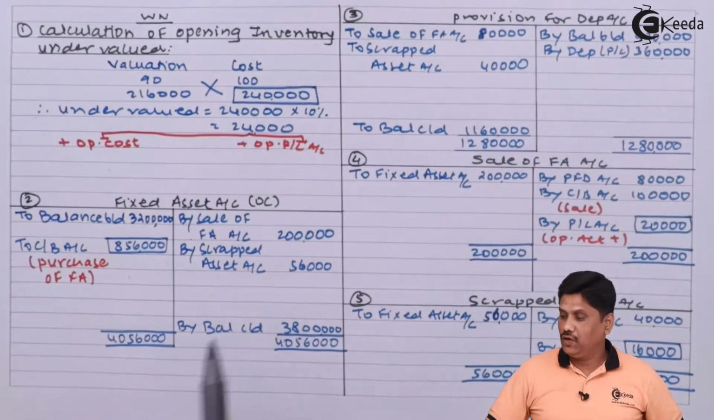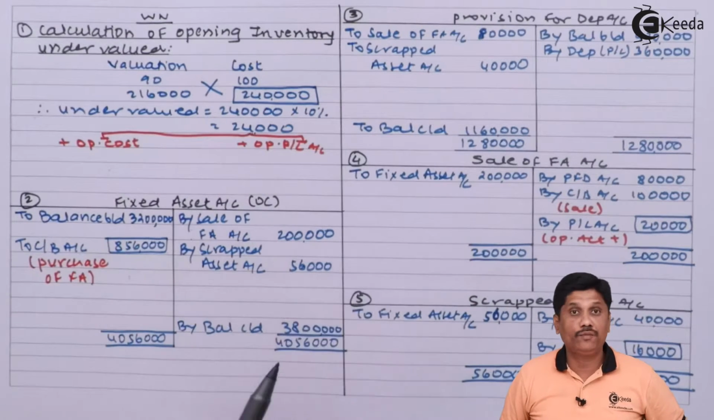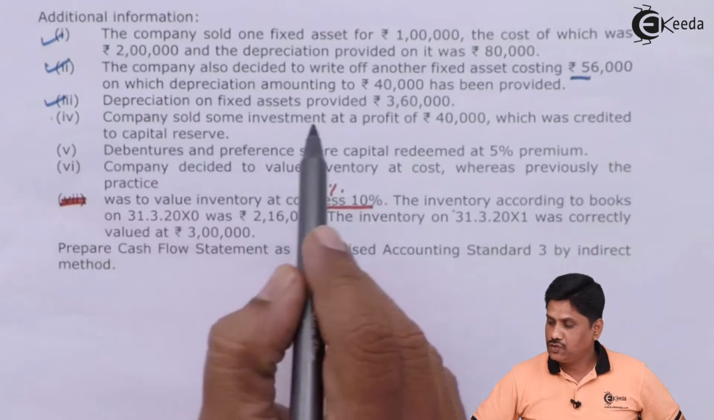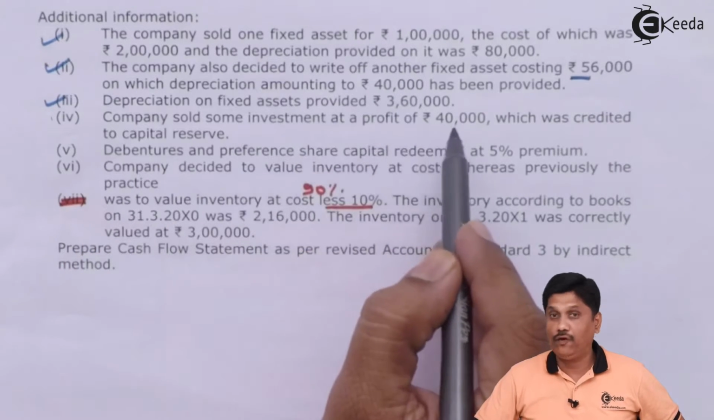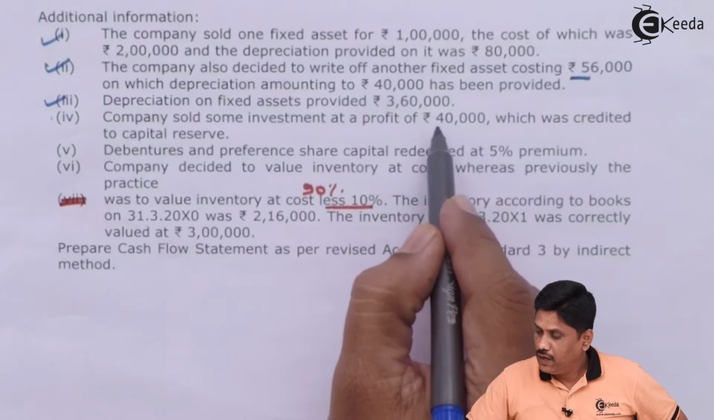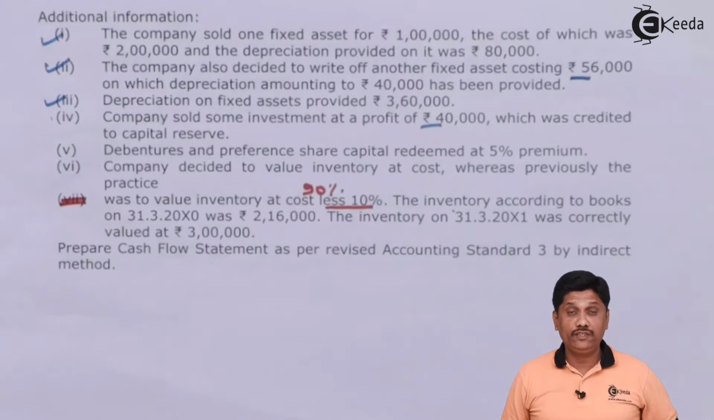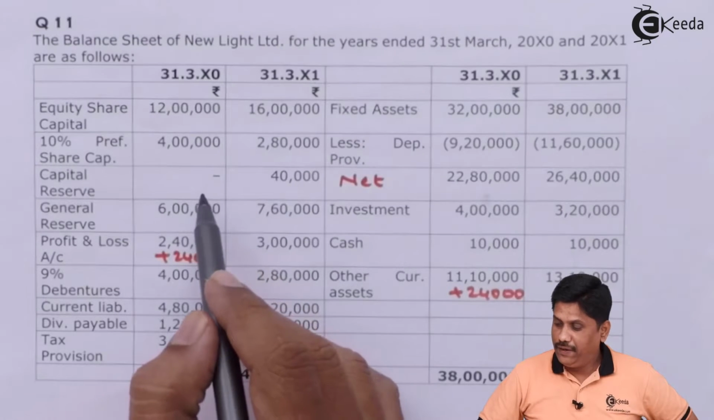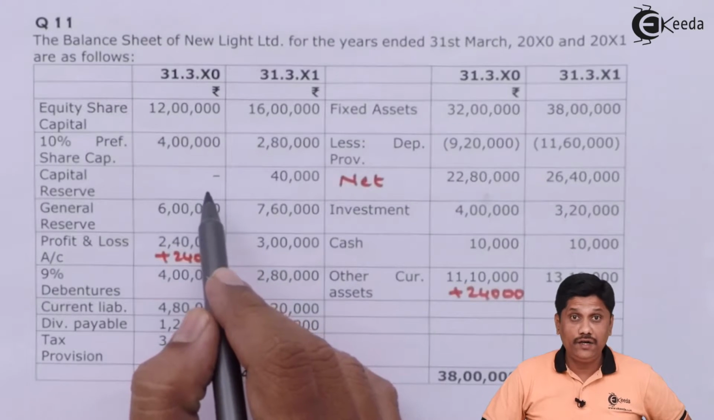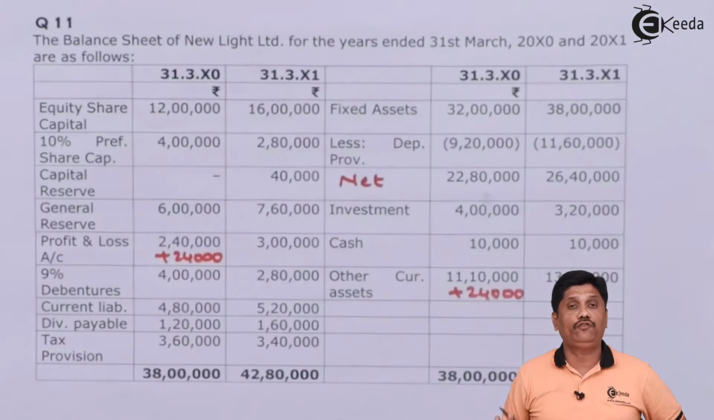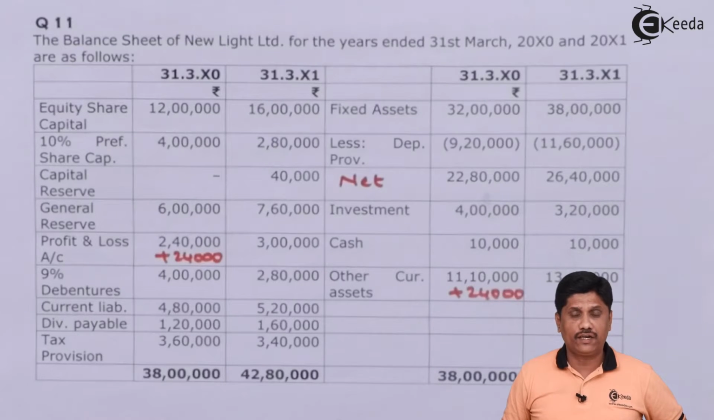This account tallies on its own, so there is no difference, so all information is covered. Next, company sold some investment at a profit of rupees 40,000 and it was credited to the capital reserve. I need to check now what is balance of capital reserve. Capital reserve, earlier it was 0 and at the end it is 40,000, so that means it is exclusively profit of your investment. So we will prepare investment account so that we can work out exact position of the investment.